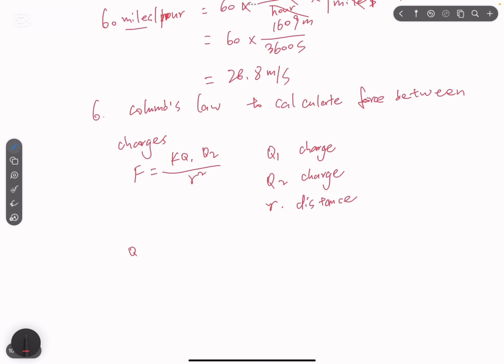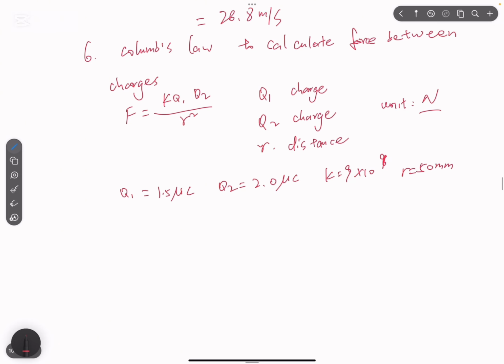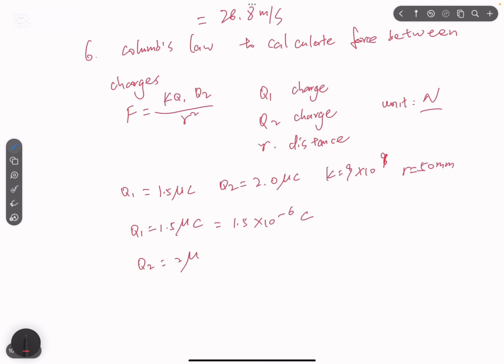So let's say we have Q1 equals 1.5 microcoulomb, Q2 equals 2.0 microcoulomb, and K equals 9 times 10 to the 9. R equals 50 millimeter. In order to get the unit in Newton, we need to use the standard unit for all of them. So we need to convert Q1 equals 1.5 microcoulomb. So it will be 1.5 times 10 to the minus 6 coulomb. Q2 equals 2 microcoulomb equals 2 times 10 to the minus 6 coulomb.